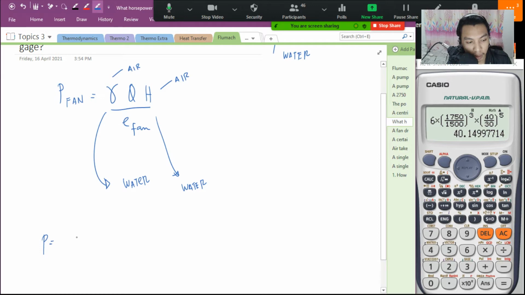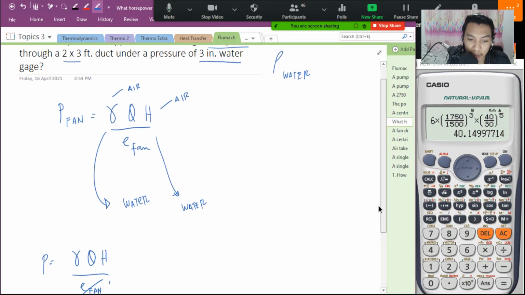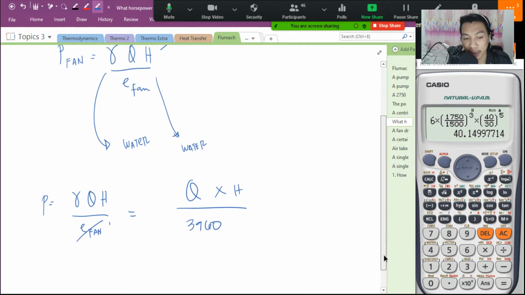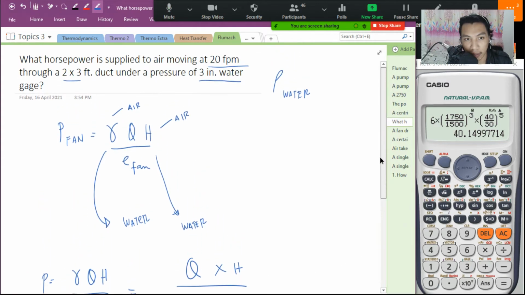Yung power is equal to gamma QH over efficiency ng fan. Kaya lang wala kang binigay na efficiency ng fan, so that is equal to 1. Okay? So, sir, kailangan pa ba i-solve to? Actually, pwede mong gamitin ito: Q multiplied to H divided by 3,960. Solve muna natin siya nung conventional way. P is equal to gamma QH. Yung gamma niya is, in water, 62.4 pound per cubic foot. I-multiply mo ng Q, naka-GPM yan. Mahaba lang yung solve mo.